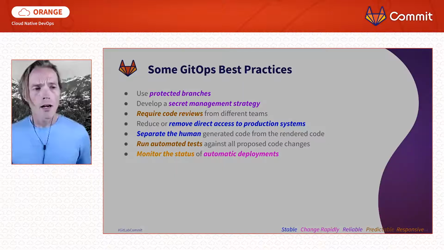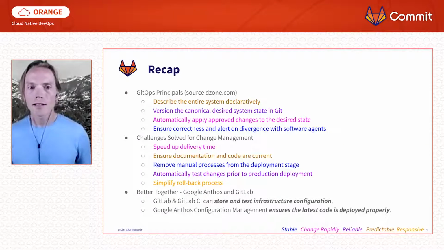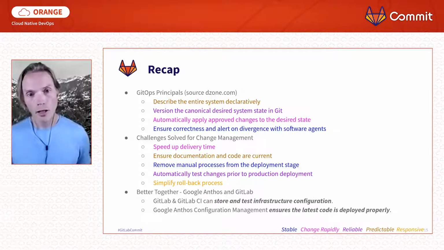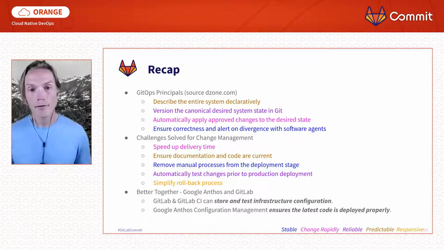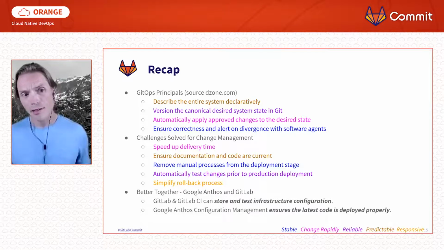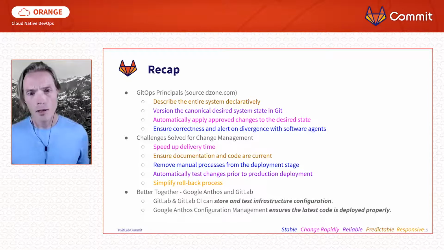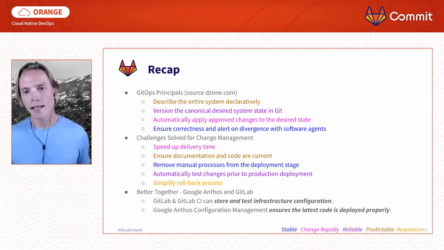Just again, a quick recap. If you're going to take a look at GitOps principles, right, we want to describe everything declaratively, and we're going to do that in Git and in GitLab. We're going to version every change and have a full audit trail. We're going to automatically apply the changes to the desired state, and we're going to alert or validate that everything is the way it should be. What this fixed for us is it sped up time and it increased stability of our system, but it also allowed us to simplify our rollback processes.